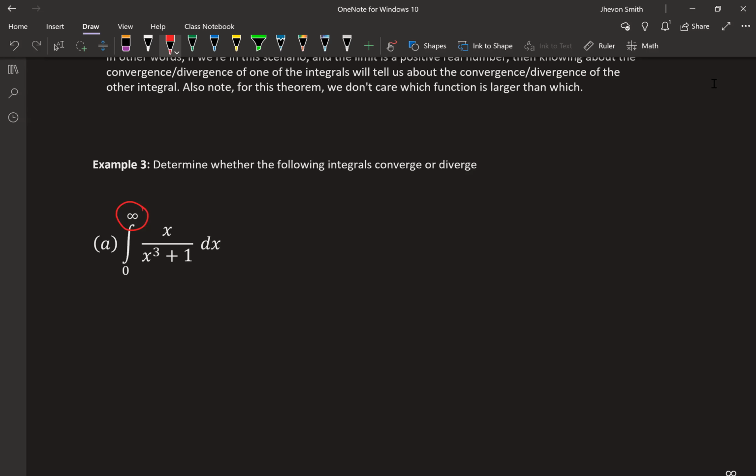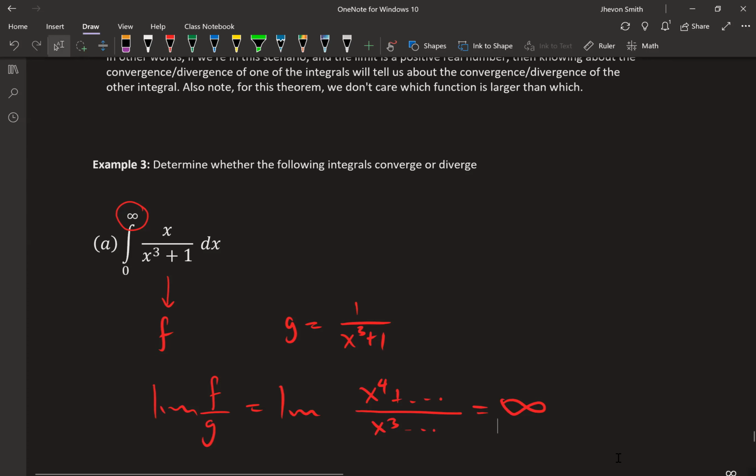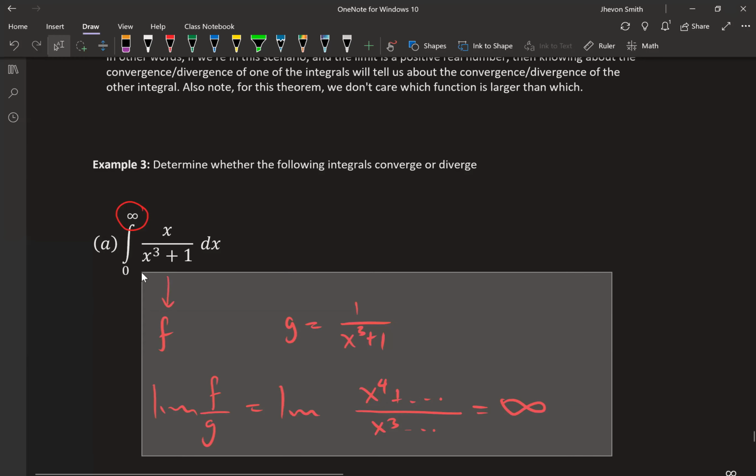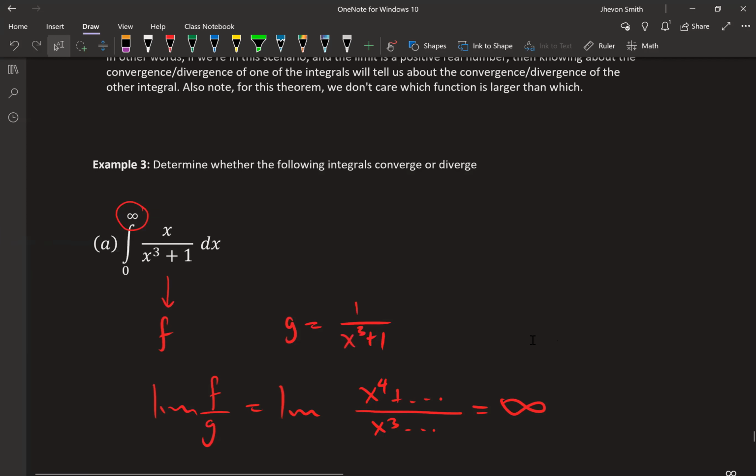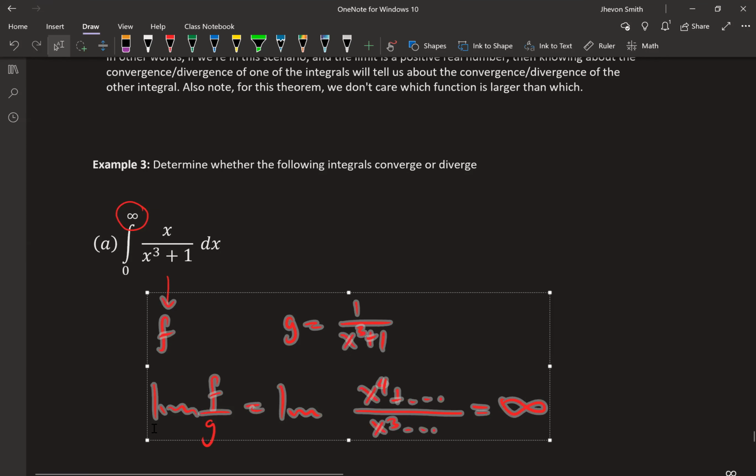If I call this f and I call g 1 over x cubed, what's going to happen if I take f divided by g and take the limit? There's going to be an x to the 4th plus dot dot dot up here, and in the denominator, I'm going to have an x cubed. That's going to go off to infinity. So 1 over x cubed is not who we want to compare this to. Even if we're doing the limit comparison theorem, that's not going to be very useful for us.